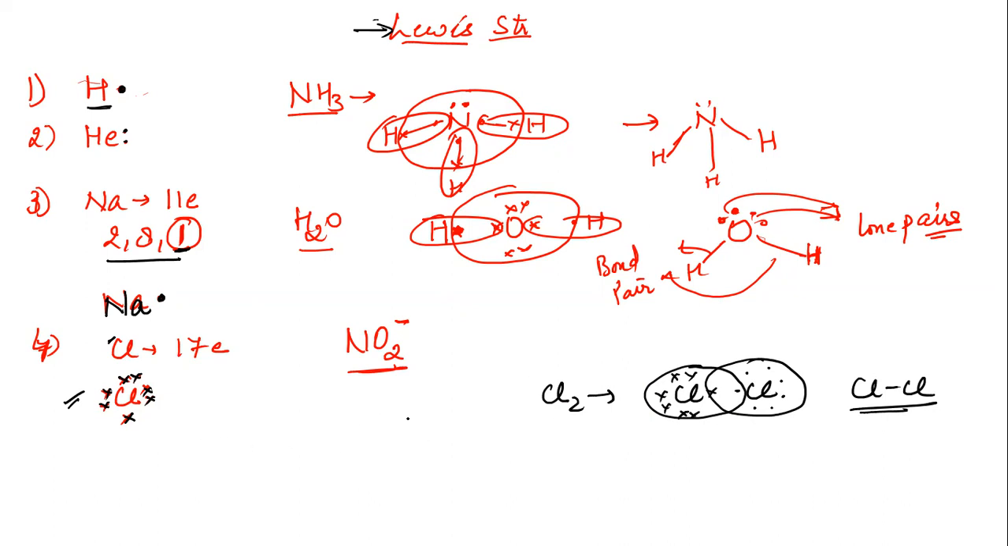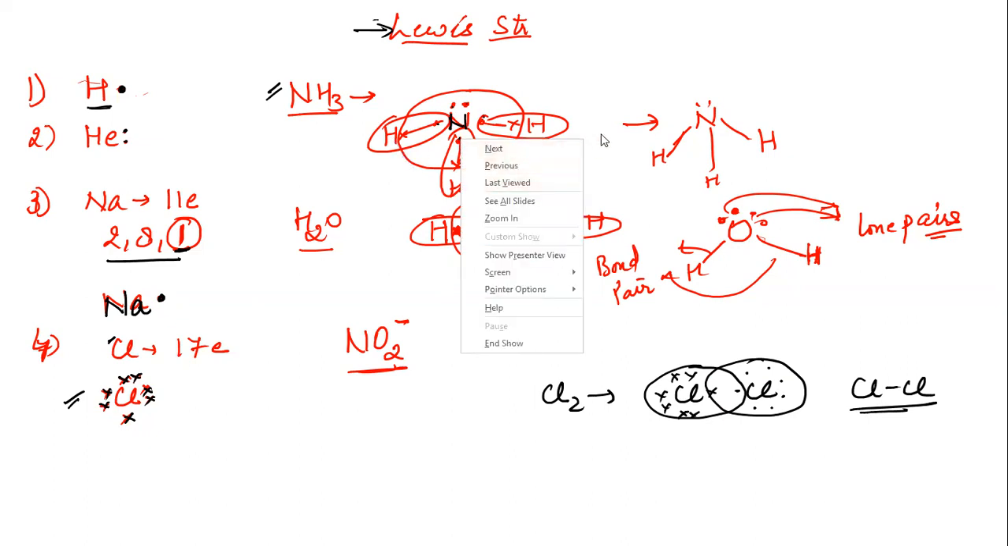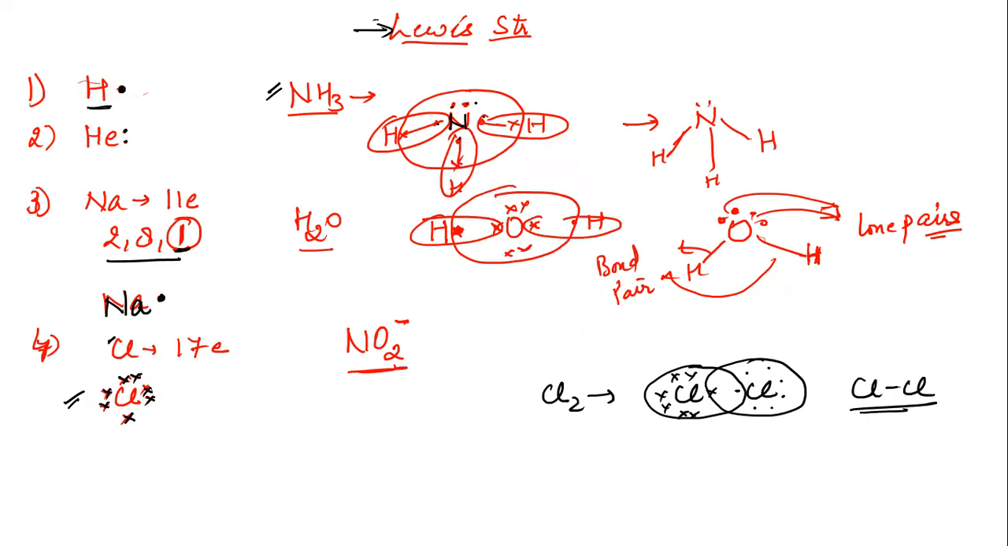Okay. Then suppose NH3. Now NH3, how are we going to make nitrogen? Nitrogen's atomic number is 7, so its valence electrons are 5. And 3 hydrogens we are putting in, 1 each, and this is making the bonds.